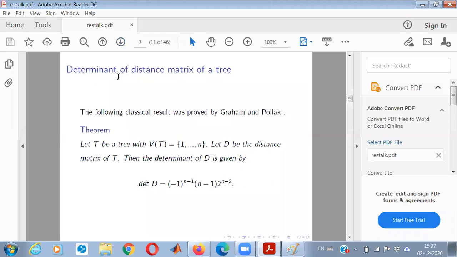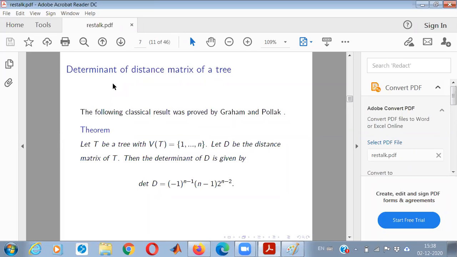And I have talked many times in this seminar about the distance matrix of a tree. So there will be some repetition in that part, but I'm not going to talk much about trees now. But basically, the motivating results are from trees. It's a classical result of Graham and Pollak that if you take a tree with n vertices, and if D is the distance matrix, then actually there are many statistics about trees which do not depend on the tree but only depend on n.